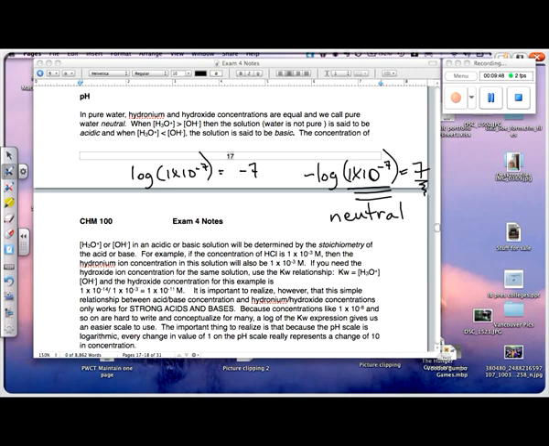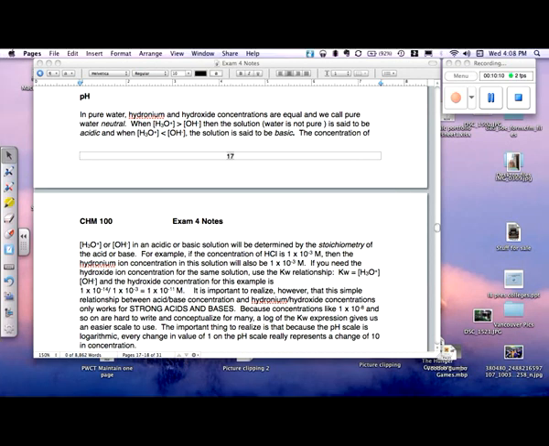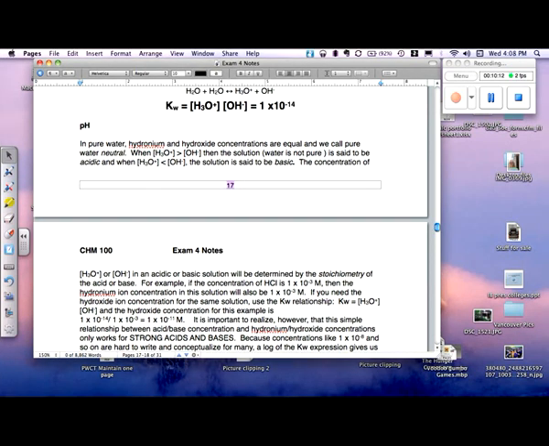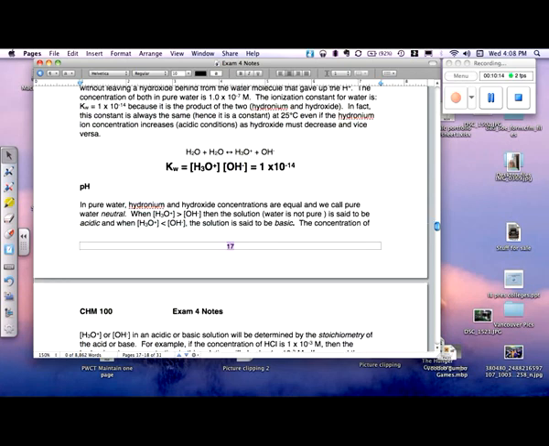All right? But if we changed one, then we changed the other one such that when you multiply them together, they always come out to 1 times 10 to the minus 14. All right? So a couple things to realize. I mentioned here about an acid, but I want to talk about an acid example and a base example. All right, so pH is a log-base scale, essentially, of the Kw expression.